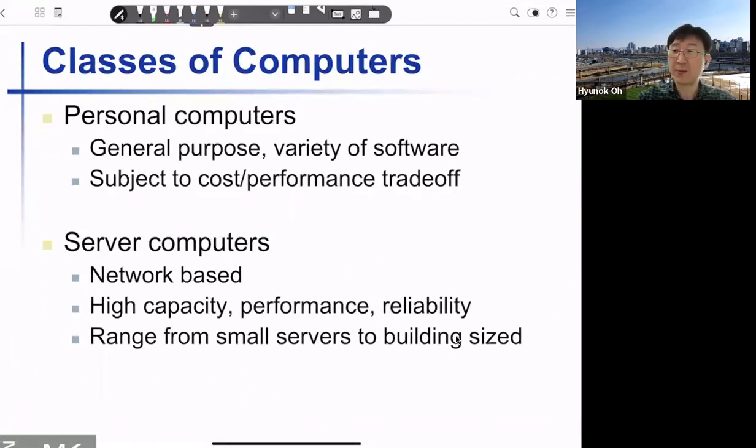One is personal computer, PC. So you know what this PC is, right? Laptop and desktop, everything. And server computer. Even though we are not familiar with server computers, maybe you already know, like the Naver system, Daum, or Google. So these are server systems, and they have high capacity, high performance, high reliability, right? And these are clustered computers.